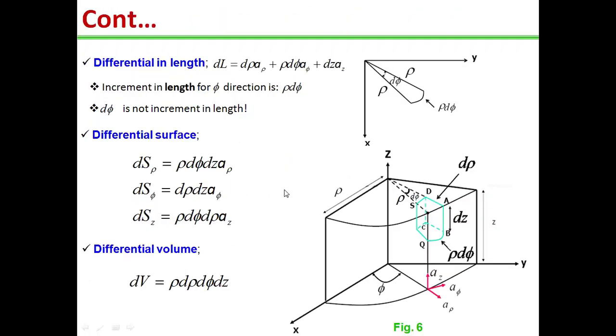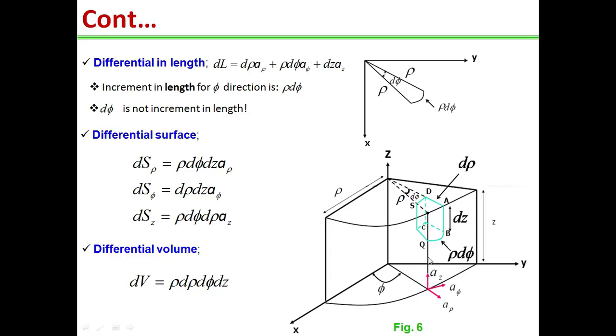In the cylindrical coordinate system, the differential length, differential surface and differential volume can be calculated. The differential length in the cylindrical coordinate system can be represented as d rho a rho plus rho d phi a phi plus dz a z. If we look at figure number 6, at this point, what is the direction of the unit vectors? This is the direction of unit vector a rho, that means in the direction of rho, this is the direction of a phi, that is in the direction of phi, and this is the unit vector along z.